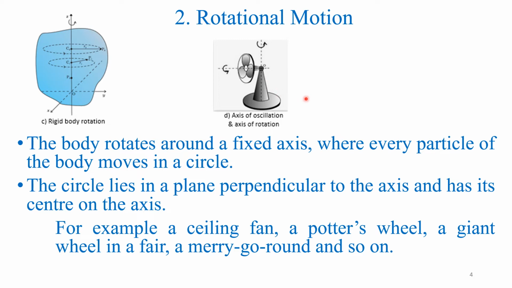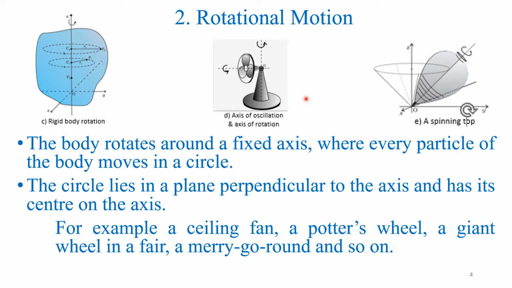The third example of this kind of rotation is a top spinning in place. Here it is a top spinning in place, and so it does not have translational motion. Here O is fixed.